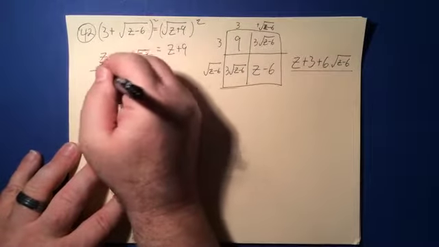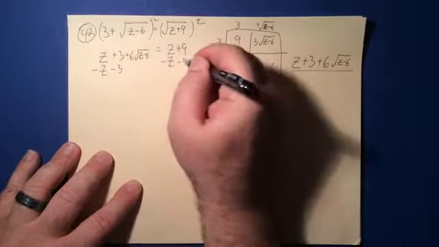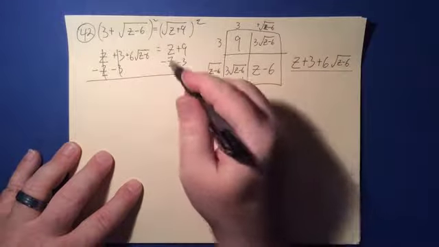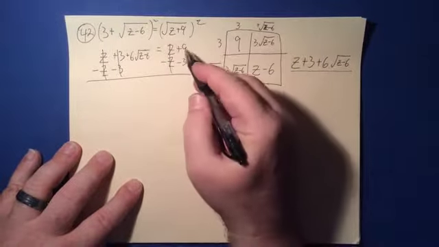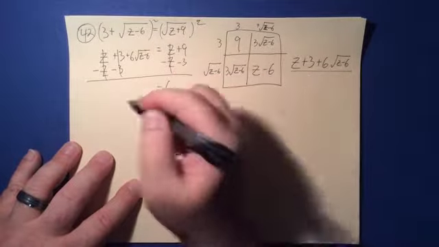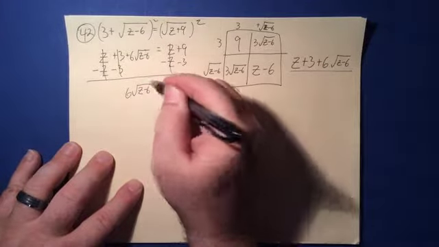First, let me subtract z from both sides. And let me subtract 3 from both sides. When I do that, these both disappear. Here even the z disappears. 9 minus 3 will be 6. And here I'm even going to get 6 times the square root of z minus 6.